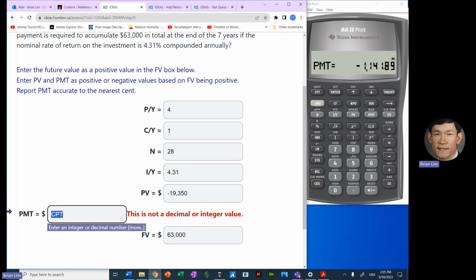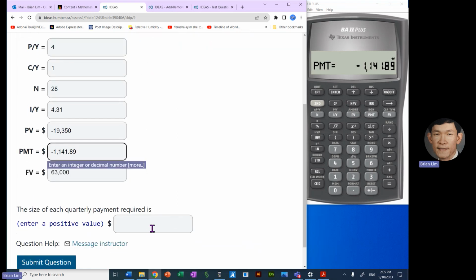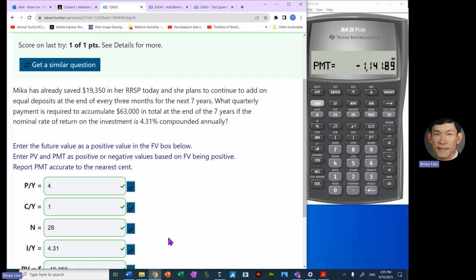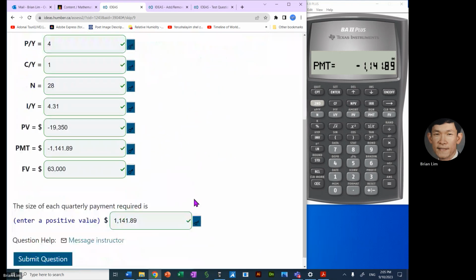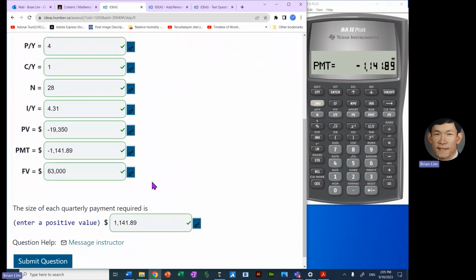The payment turned out to be negative 141.89. Right now it's negative, so we have to put it in as negative, or else it will be marked incorrect. So 141.89, we submit, and there we are. So it is as we see.